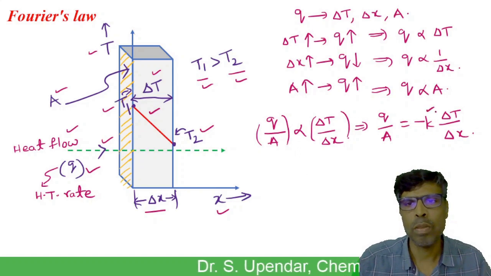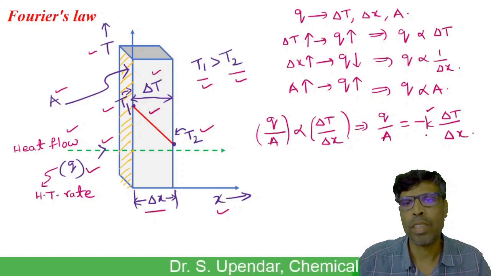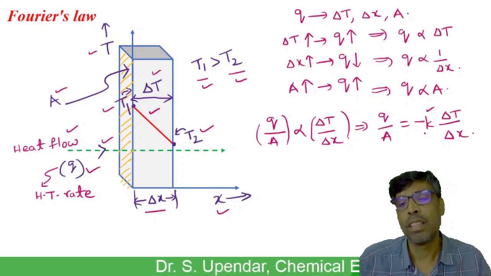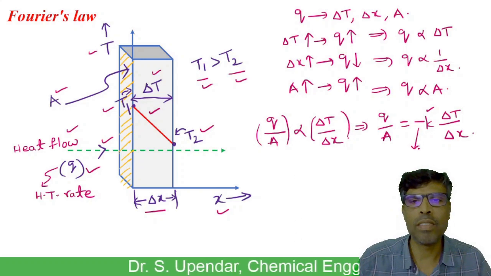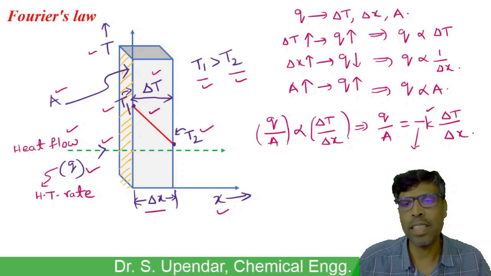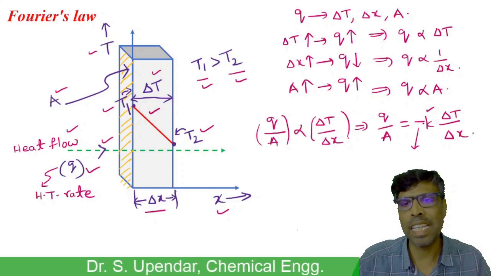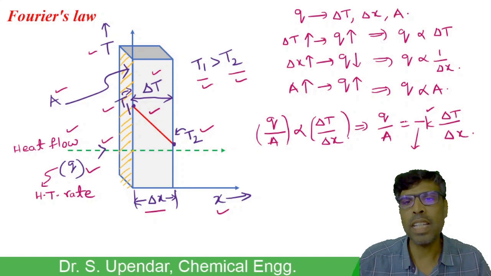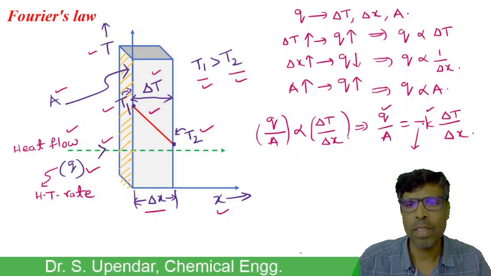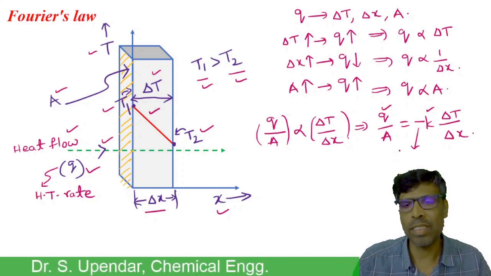Here K is the proportionality constant, which is thermal conductivity, which is the property of the material. Here we included the negative sign. Why? Because heat transfer occurs in the decreasing temperature direction. To make the heat transfer rate positive, we included the negative sign.